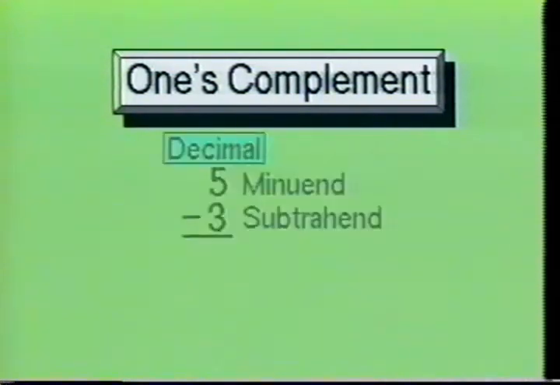The alternate method of binary subtraction involves the use of ones complement. To better understand how the ones complement works in subtraction, we will demonstrate with a couple of examples. In the first example, we will start by subtracting decimal number 3 from decimal number 5. 5 will become the minuend, and 3 will become the subtrahend.